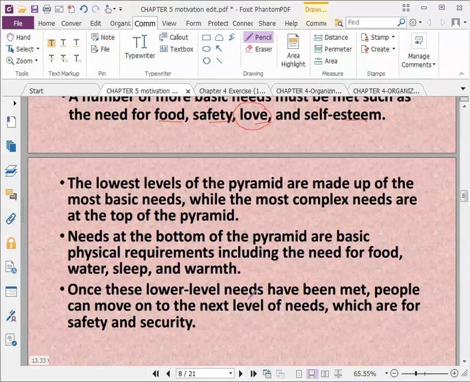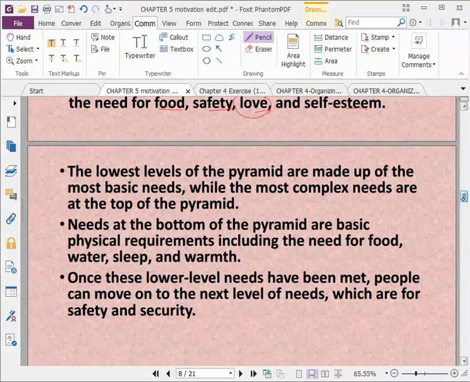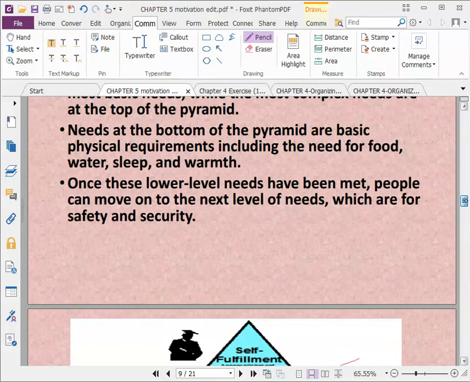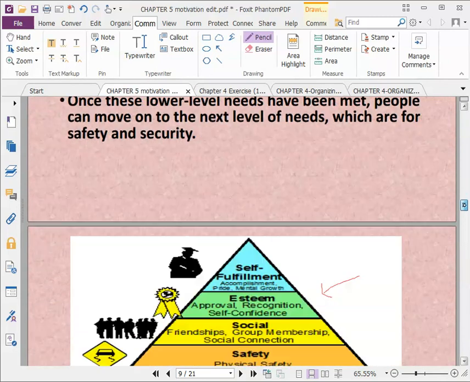Once these lower needs have been met, people can move on to the next level. Tadi dia kata kalau kita dah settle semua yang basic needs, baru kita akan move towards another needs, which are safety and security. Itu yang diterangkan dalam Maslow hierarchy of needs. After this you will look at videos on YouTube that describe Maslow hierarchy, theory X and Y. I will show you later.